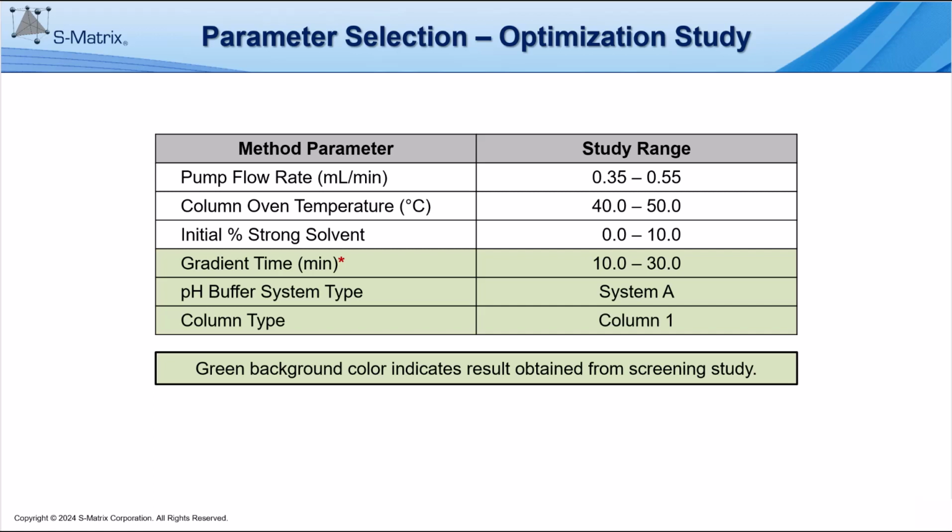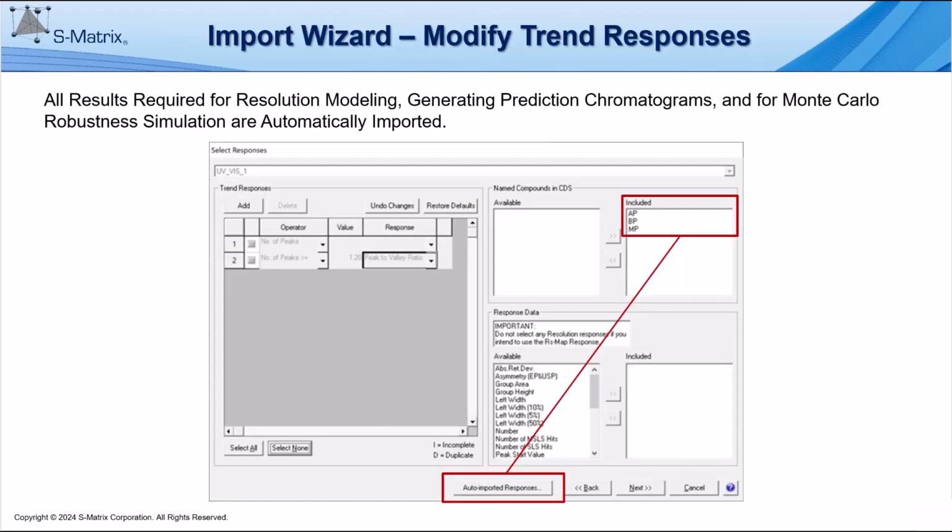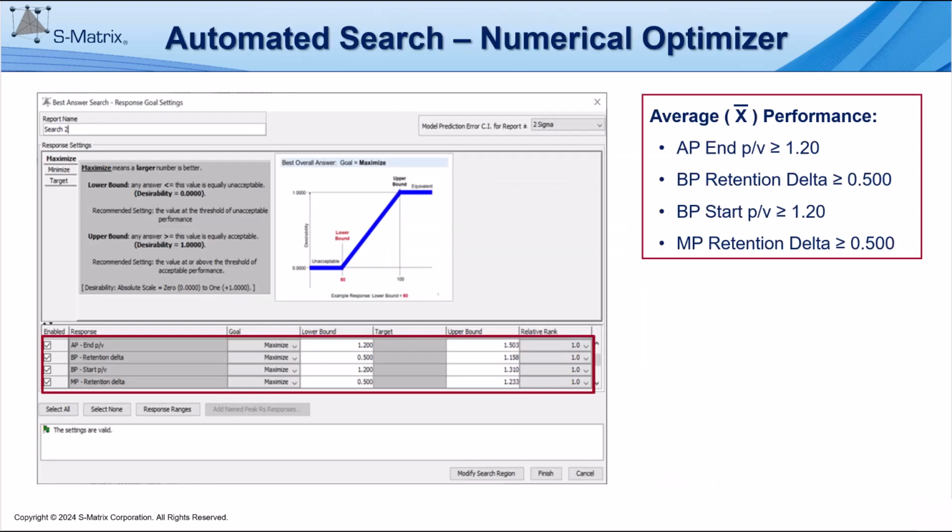The optimization study also includes pump flow rate, column oven temperature, and initial percent strong solvent. In this study, the import wizard will automatically import all responses required for resolution modeling, generating prediction chromatograms, and for Monte Carlo robustness simulation. In the optimization experiment, we now include the mean performance goals specified in the ATP to see if one or more methods can be found which meet all performance goals simultaneously.